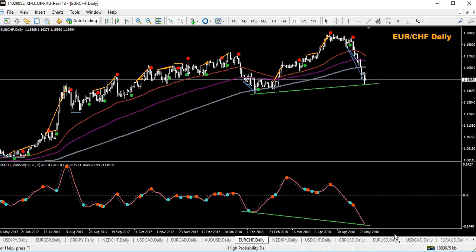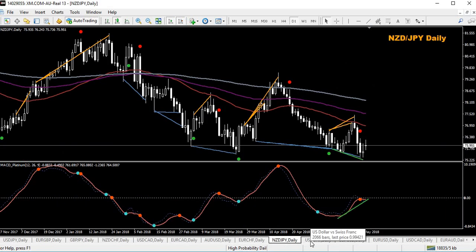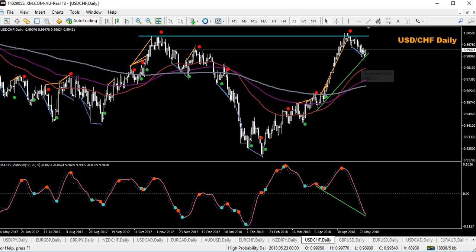Again, green lines drawn, looking for possible bullish divergence, and they just get moved every day as there's movement, and they'll get cancelled. There's no need for them. That's the Euro Swissy. New Zealand, Japan. See, the lines are getting drawn. I've got trend lines on here. This is the Swiss franc, USD Swiss franc.